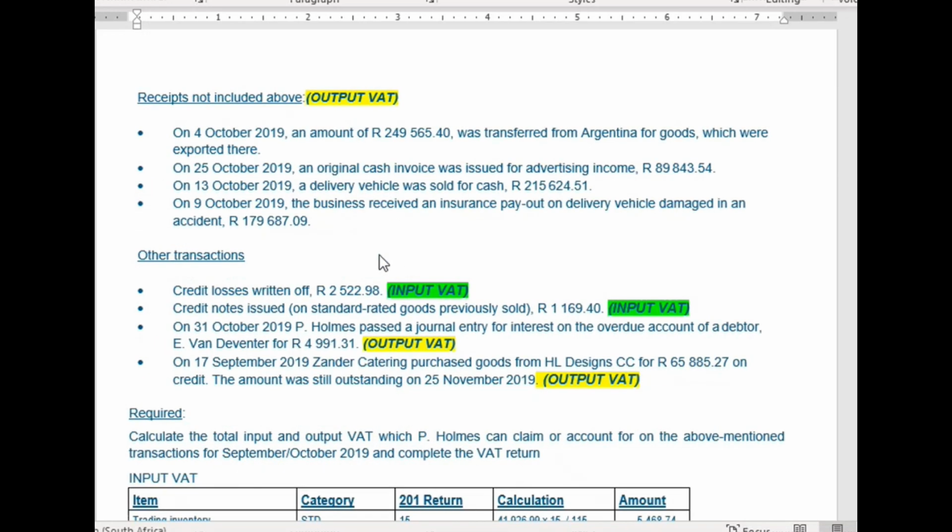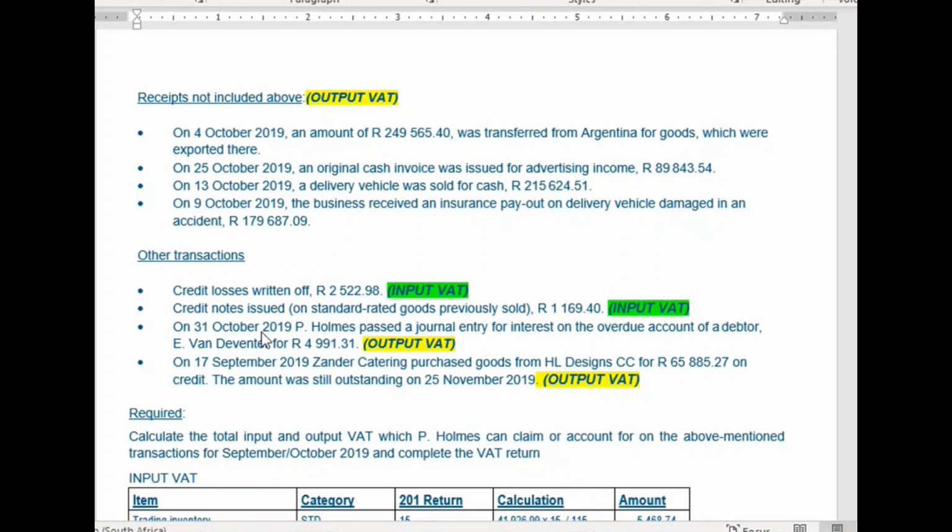Okay, then the only place where you must be careful is when it comes to the other transactions. Okay, and know how to classify them. So they tell you there were credit losses. Okay. If there were credit losses, it's as if it is an expense and therefore input VAT will be applicable. The same with credit notes. Credit notes means that you are giving somebody a credit note based on previous sales. It's like an expense, therefore there will be input VAT.